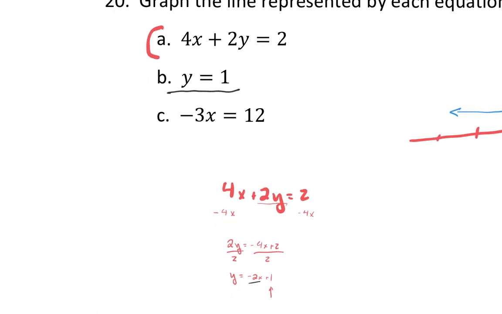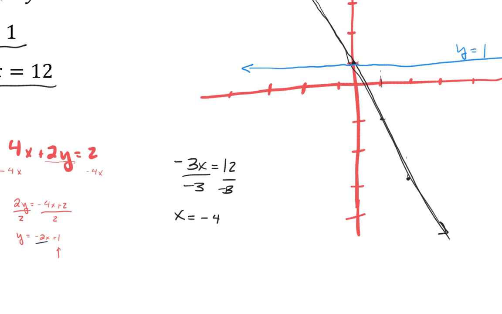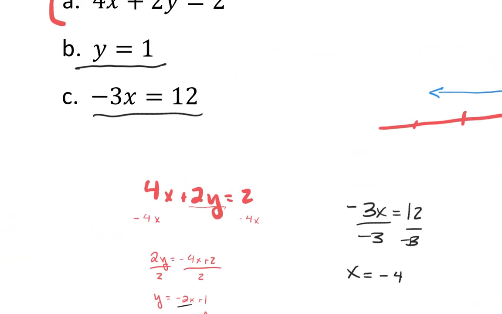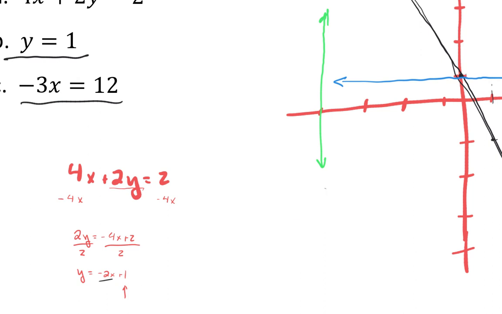Now onto that third one, we have negative 3x equals 12. Dividing by negative 3 on both sides is going to give us x equal to negative 4. So now looking at our graph, similar to what we did earlier, that just means that no matter what y is, x is going to be that negative 4. So in our graph, that's going to look like this. And that is going to finish up part 1.